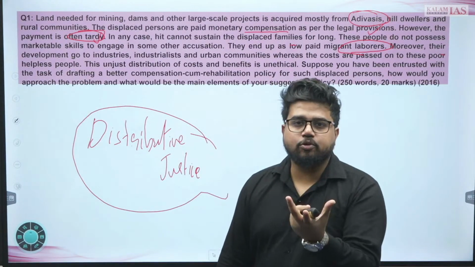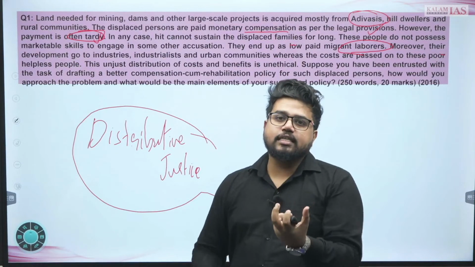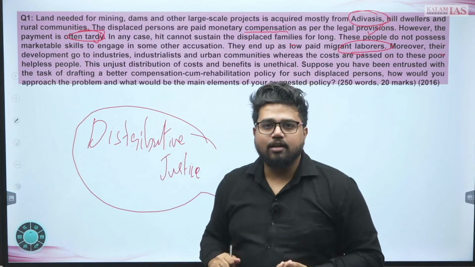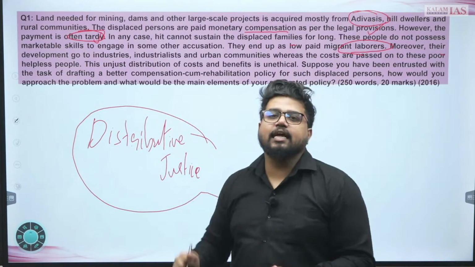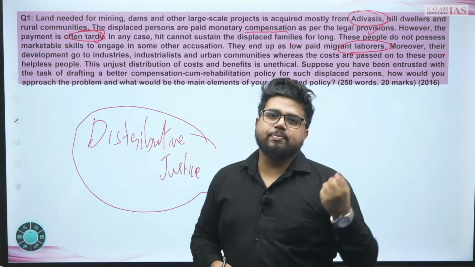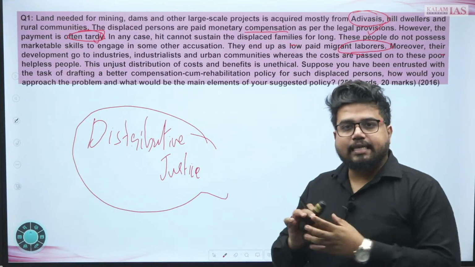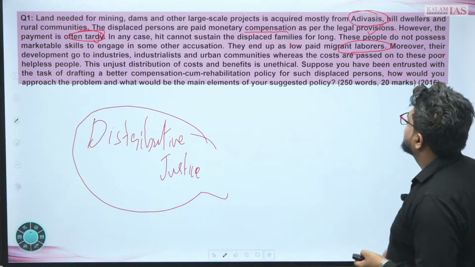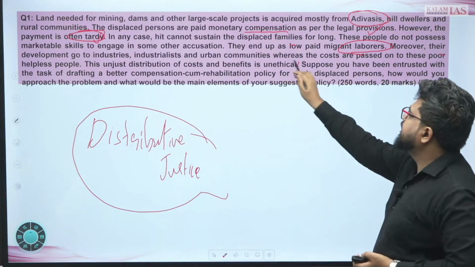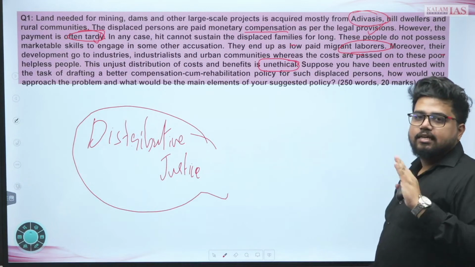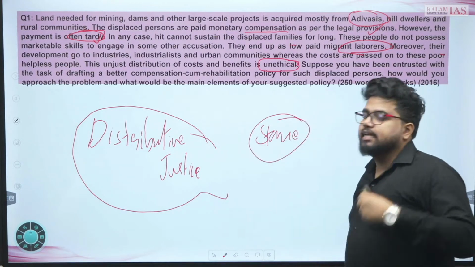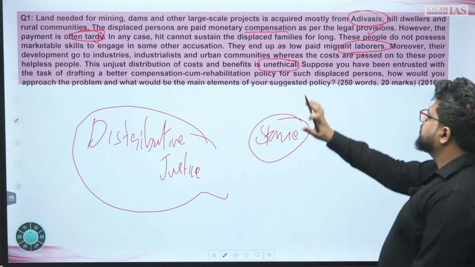We have a development project that is coming up. The cost of the project is all borne by these Adivasis, forest dwellers, hill dwellers and others. Whereas the benefits of this large scale project go to the urban communities, to the rich people, to people who have skills and other amenities. The unjust distribution of cost and benefit is unethical. Exactly, the stance is made very clear even in the question. It's not asking you whether it is ethical or unethical. The stance is made very clear.